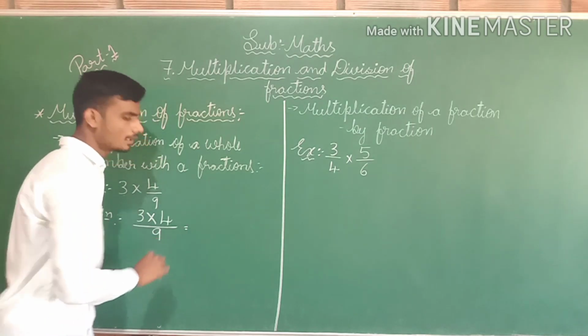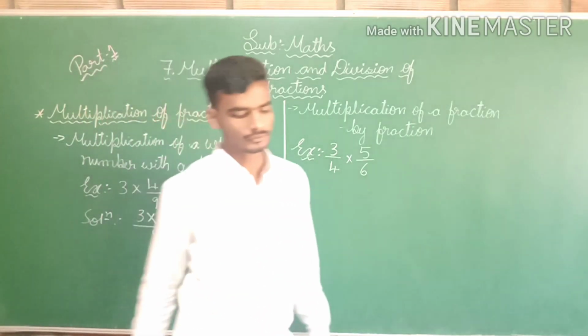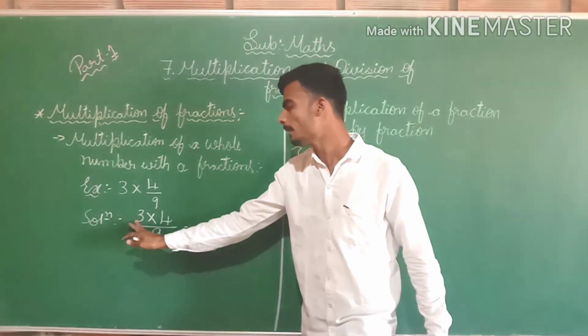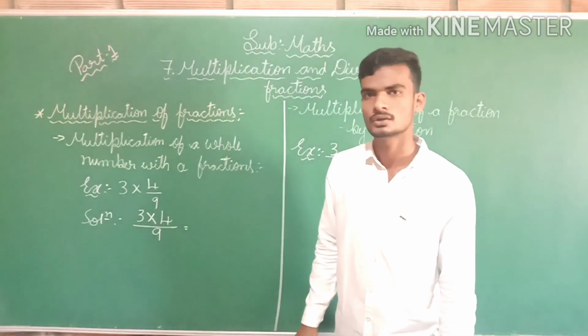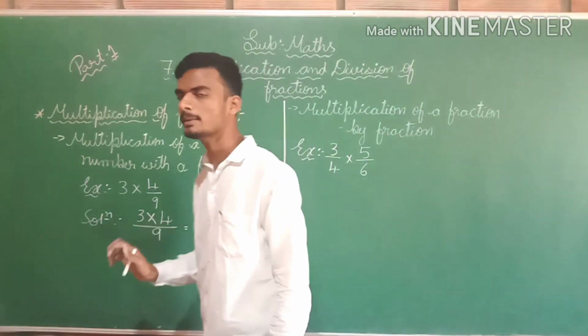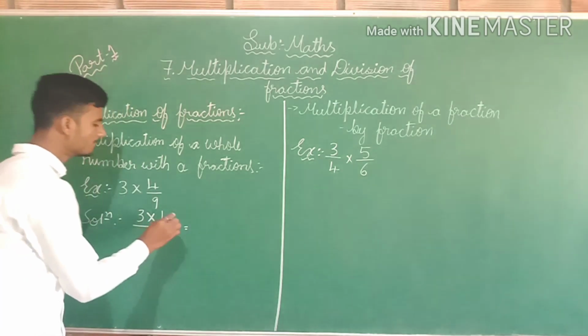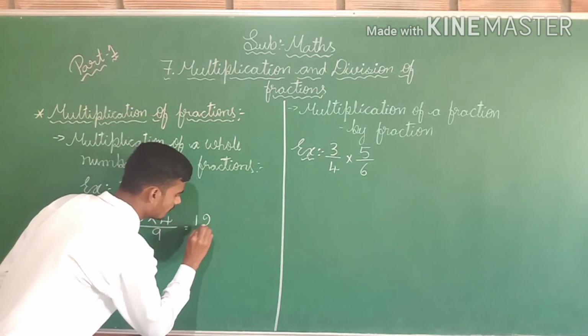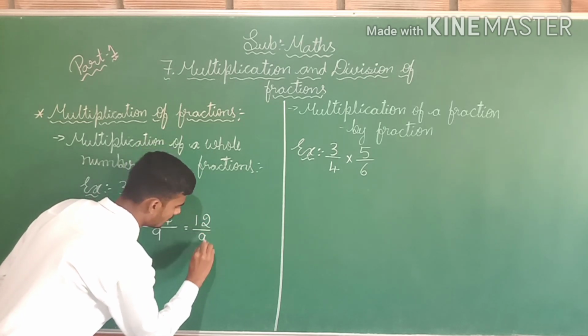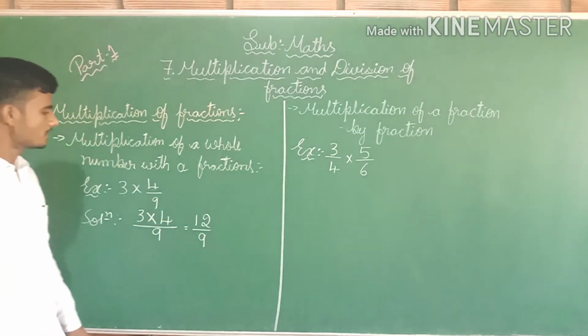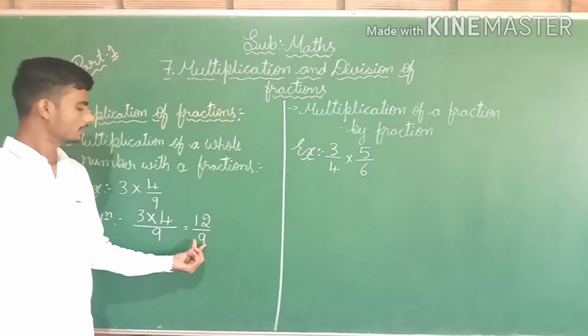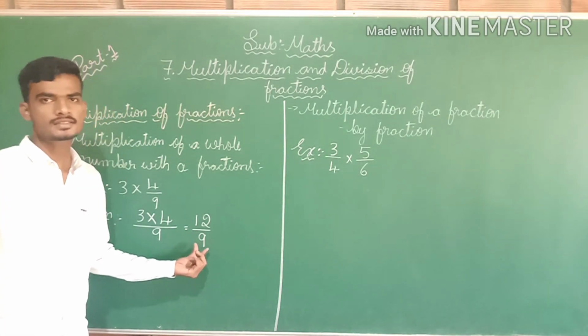Then the next step, what do you have to do? You have to multiply these two numbers. Then what answer will you get here? 3 fours are how much? 12 by 9. Dear students, here we can convert this into the lowest term.